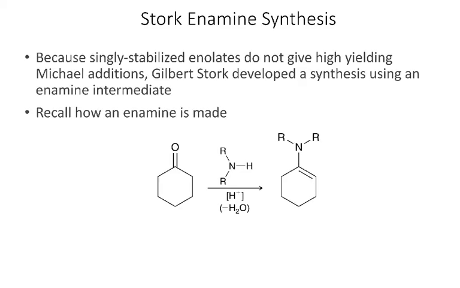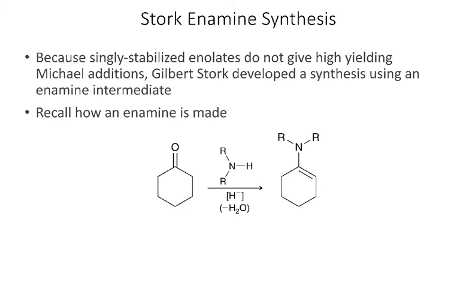In this video, we're going to talk about Stork enamine synthesis. This is very closely related to the Michael reactions that we saw in the last video. As we talked about in the last video on Michael reactions, regular enolates don't give Michael additions. They're too reactive, so we get 1,2 addition rather than the 1,4 addition that we want in a Michael addition.